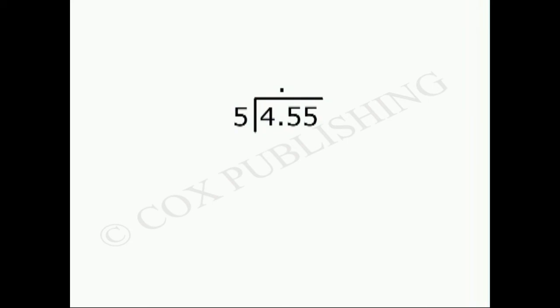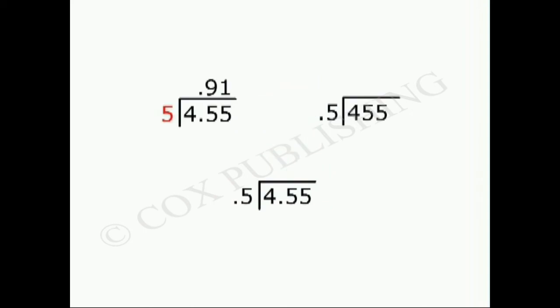You remember in regular division, you have to figure out how many times your divisor will fit into the first set of numbers inside the division house. 5 fits into 45 exactly 9 times with no remainder. Bring down the next number, and 5 fits into 5 exactly 1 time. So 5 divides into 4 and 55 hundredths exactly 91 hundredths of a time. Or 4 and 55 hundredths divided by 5 equals 91 hundredths.